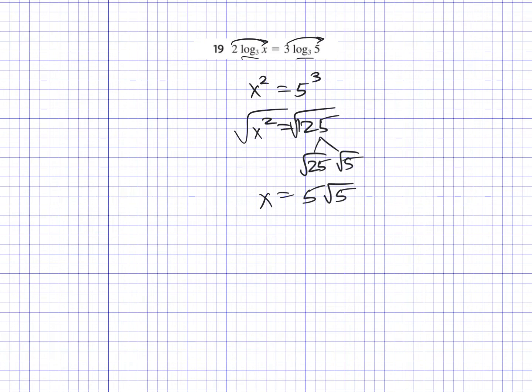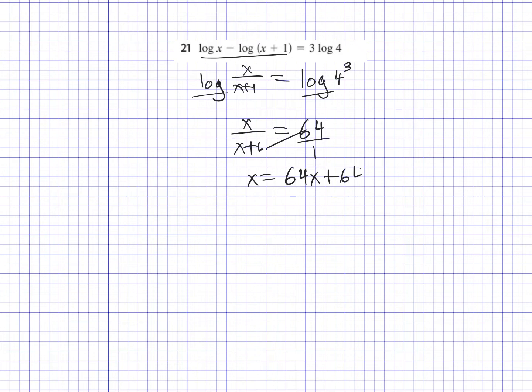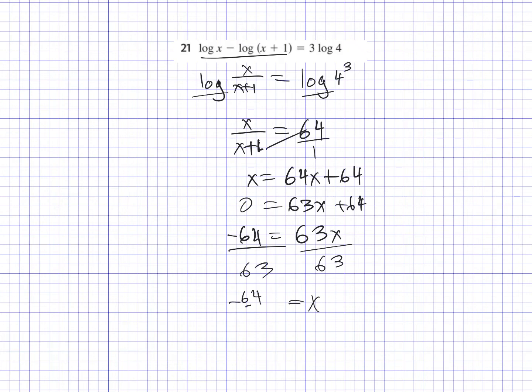All right, cool. Combine these. So log of x over x plus 1 has to be equal to the log of 4 cubed. So the bases are the same, so x over x plus 1 has to equal 4 cubed. So x equals, we're going to cross multiply there, 64x plus 64. That's a 1 there. And so subtract x, and you get 63x plus 64. Subtract 64, divide off the 63, and x equals negative 64 over 63.